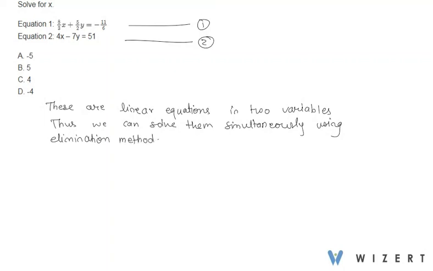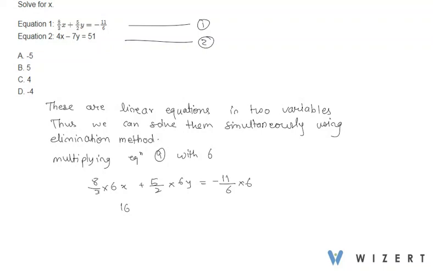Now in order to do that, we'll need to multiply equation 1 with 6. Multiplying equation 1 with 6, we get 8 by 3 into 6x plus 5 by 2 into 6y equal to minus 11 by 6 into 6. So we get 16x plus 15y equal to minus 11. Let's name it equation A.